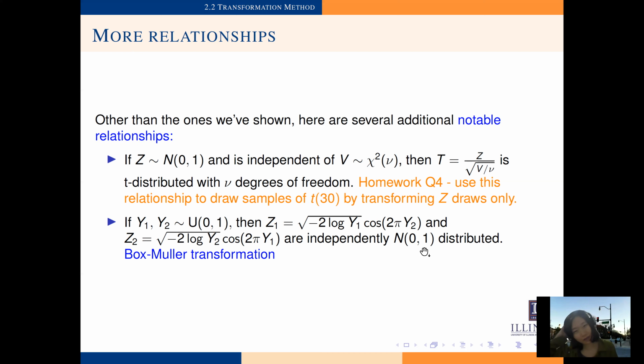So we're not going to talk about any of these proofs here. You probably have seen some of them in the 410 class. For the rest of them, I think a more advanced math stats class like 510 will prove them. For example, I think for the Box-Muller transformation, it's a very famous homework problem from the Casella and Berger math stats book.